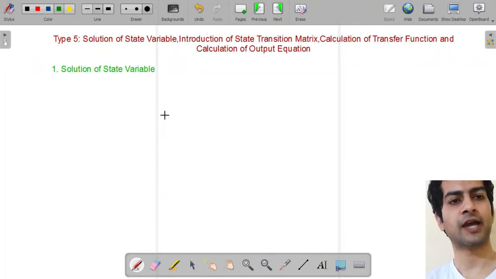Now, coming to type 5. In this type, we are going to look into a number of things. First is how to find the solution of a state variable, then how to find the state transition matrix, how to calculate the transfer function, and then how we can calculate the output equation also. This type is very important from the GATE point of view. If you see previous year questions, you will find a number of questions that have come from this domain.